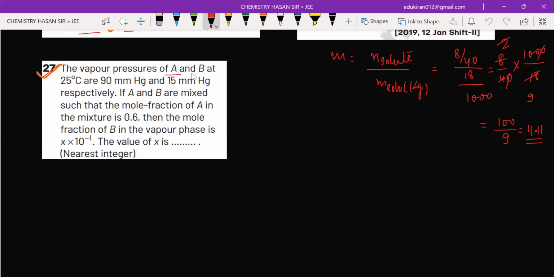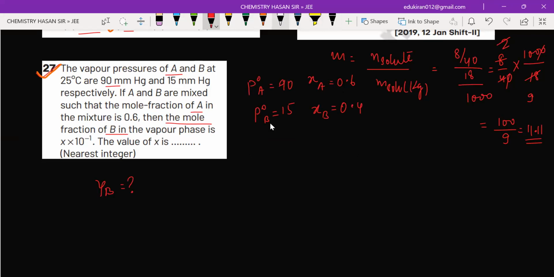Vapor pressure of A and B at 25 degrees centigrade is 90 mmHg and 15 mmHg respectively. If A and B are mixed such that the mole fraction of A is 0.6, you can see P naught A is given as 90 and P naught B is given as 15. You can easily calculate the mole fraction of B by 1 minus 0.6, that will be 0.4. You need to calculate the mole fraction of B in vapor phase.